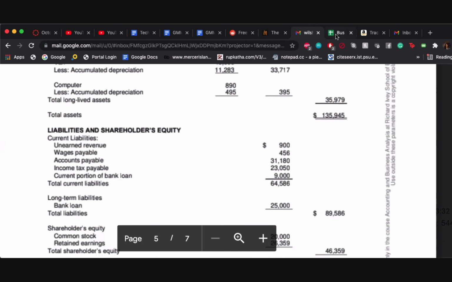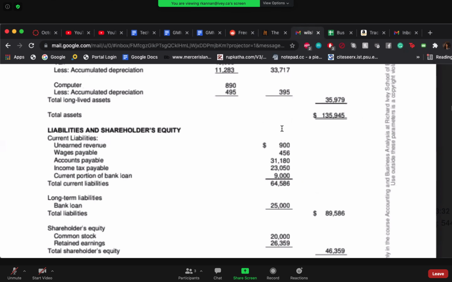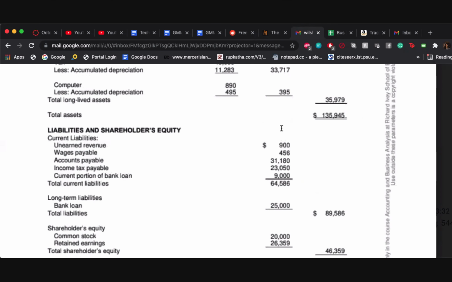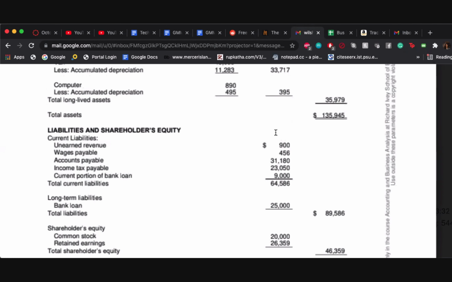Okay, let's go over the closing entries now. Do you understand what is meant by closing entries? It's just the final numbers, right? The important numbers after all of it, what's left at the end of the year, right?